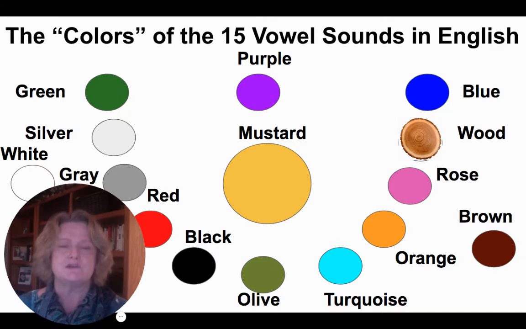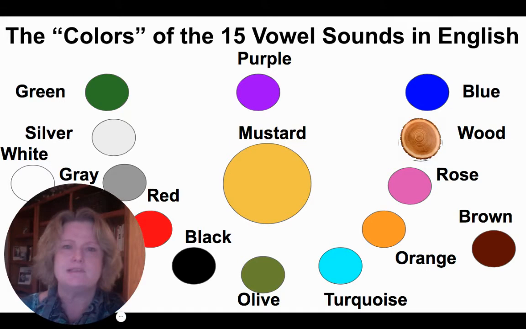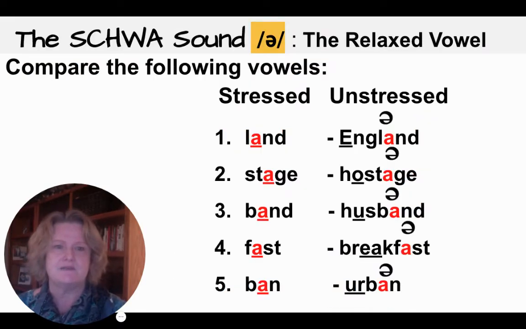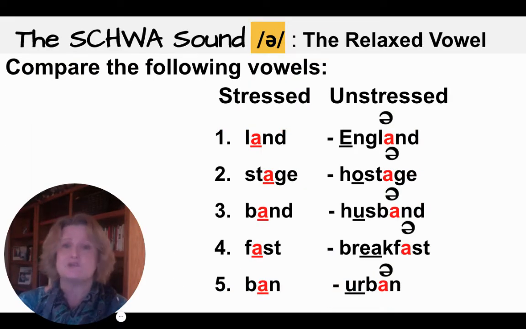Rose starts with O and then goes to w. Orange is usually O plus an R, like orange door. Some people might say orange, but I think most people say door. So it depends a little bit on your accent there. Turquoise has the sound oi in it. And brown has the sound ow. So that's a kind of a quick review. Now let's get to the schwa sound.